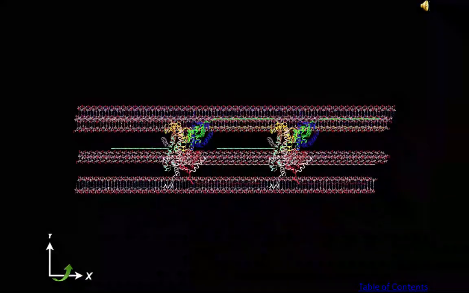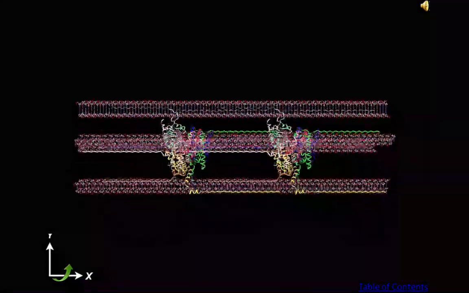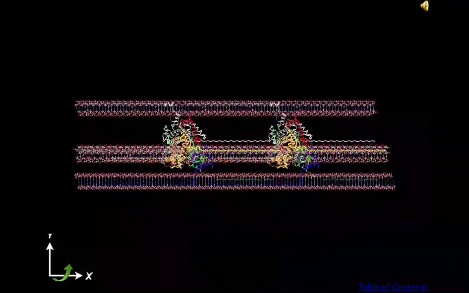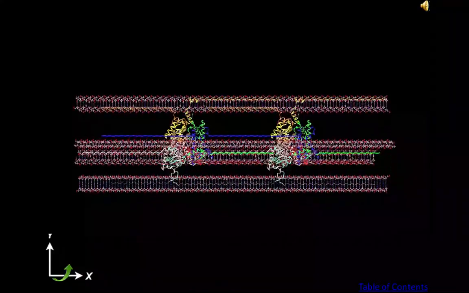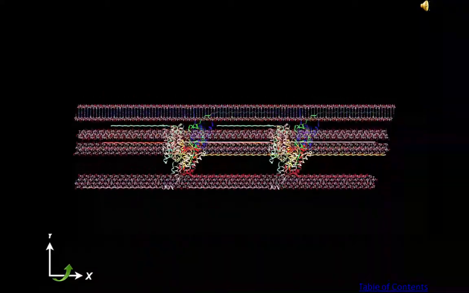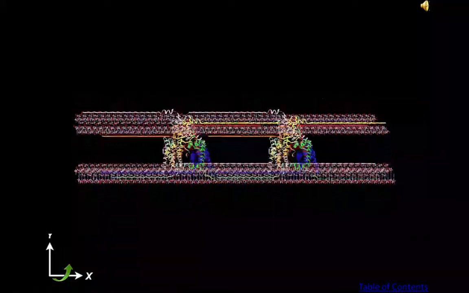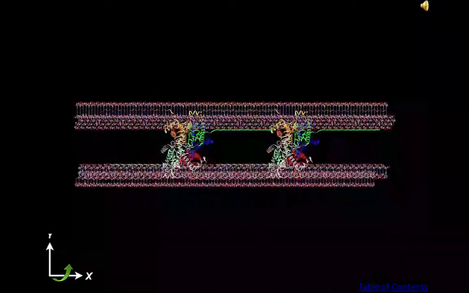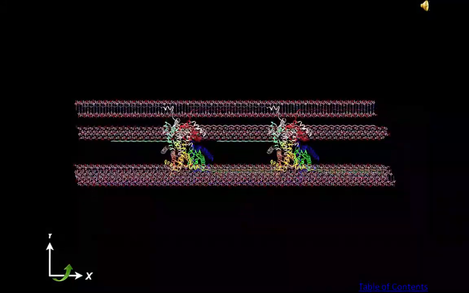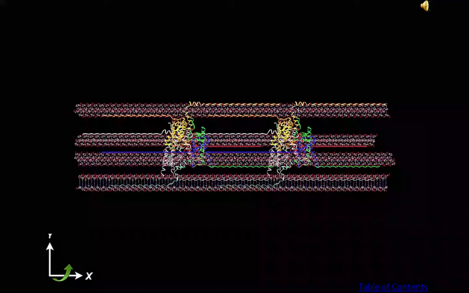This slide shows our complete structure, demonstrating both the mode of association of each histone octamer with DNA, and also the manner in which adjacent octamers are aligned and spaced, so that the negatively charged DNA has a continuous association with positively charged histone octamers from one end of the chromosome to the other.